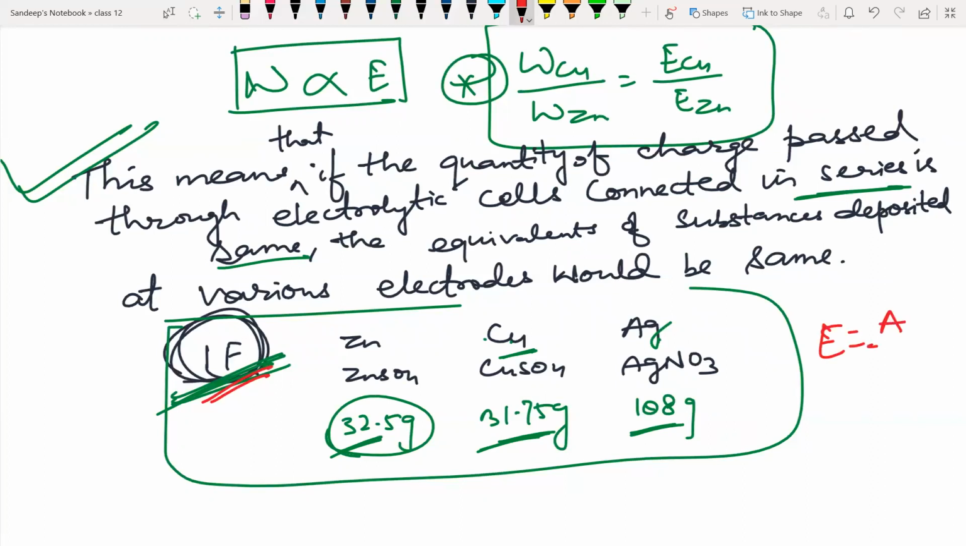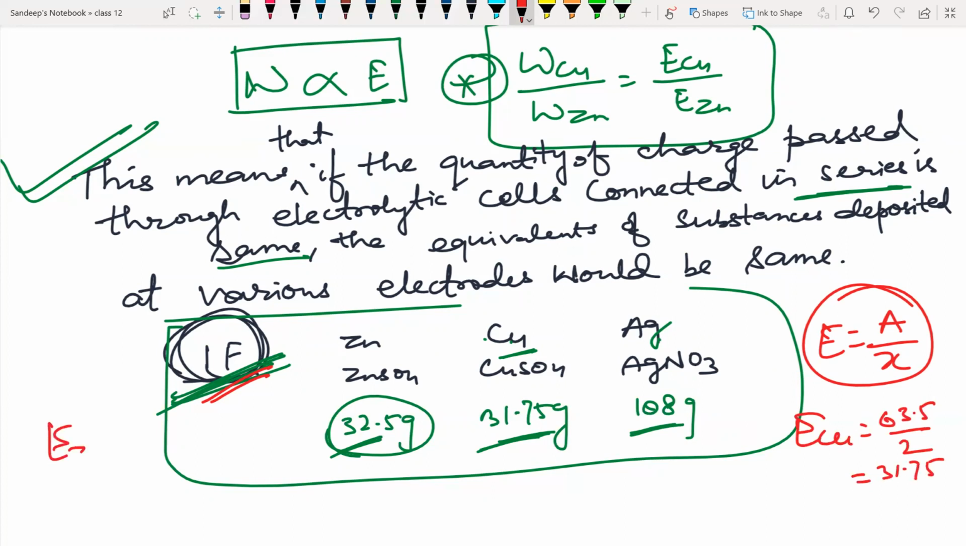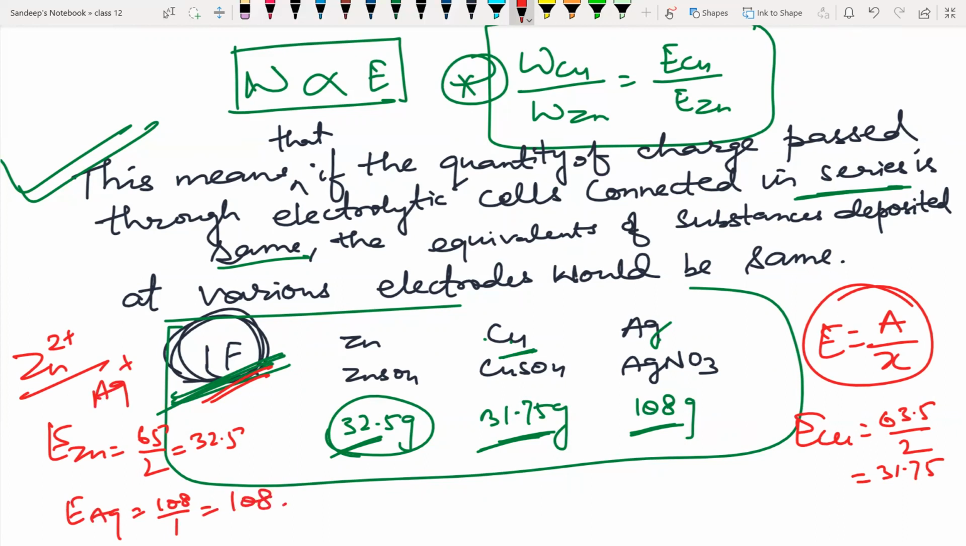Equivalent weight is equal to atomic weight by valency. So equivalent weight of copper is equal to atomic weight 63.5 upon valency 2, so 31.75. Equivalent weight of zinc is 65 by 2 because it's also in plus 2 state, that is 32.5. Equivalent weight of silver is 108 by 1 because silver is mostly in 1 plus state, so 108. So this was Faraday's law of electrolysis, student. I hope you understood. So let me discuss one question based on Faraday's second law.